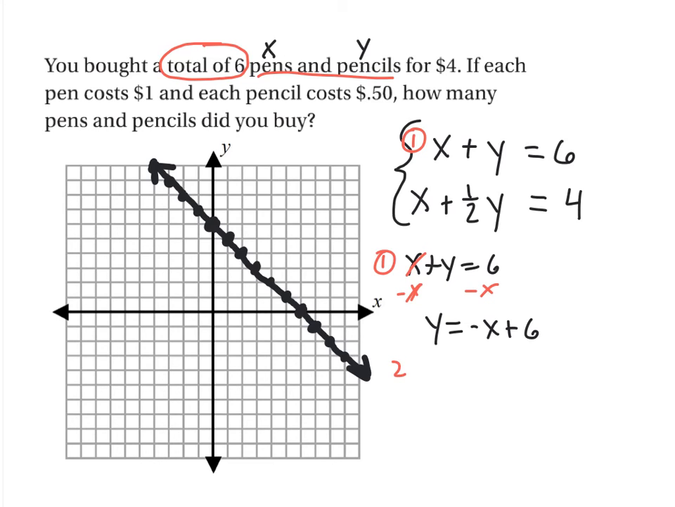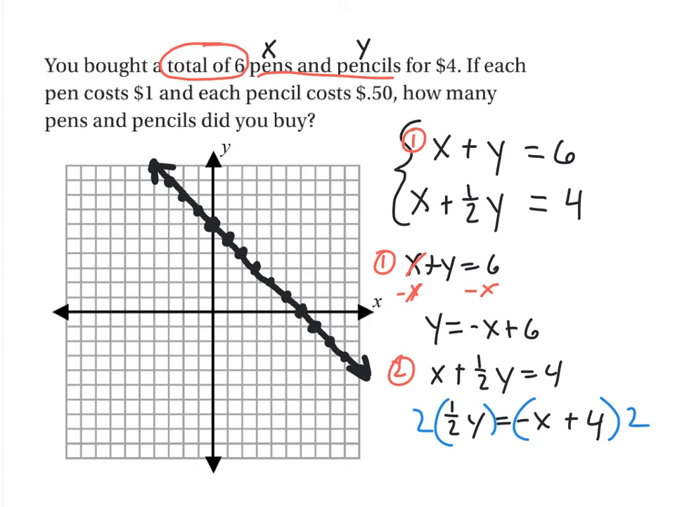Equation 2. If we're writing this in slope-intercept form, then I'm going to subtract x from both sides. Let me write down the equation first, I guess. X plus 1/2 y equals 4. Subtracting x from both sides gives me 1/2 y equals negative x plus 4. How am I going to get rid of the 1/2? Multiply by 2. I don't divide by fractions. We never divide by fractions. We multiply by their reciprocal. Good job. So we're going to multiply by 2.